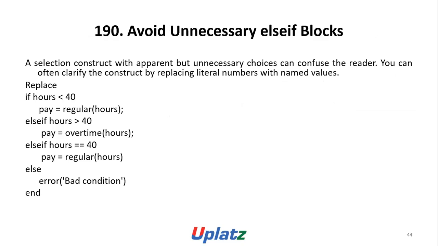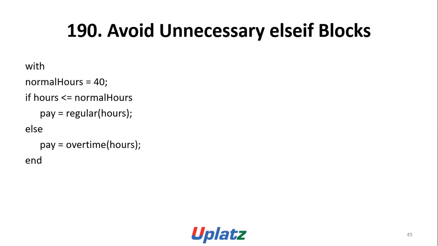Replace if hours less than 40, pay equals regular hours, else if hours greater than 0, pay equals overtime hours, else if hours equal to 0, pay regular hours, else error bad condition, with normalHours = 40: if hours less than or equal to normalHours, pay regular hours, else pay overtime.